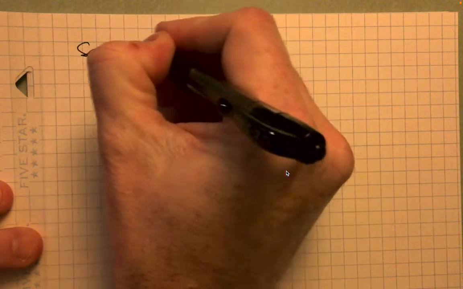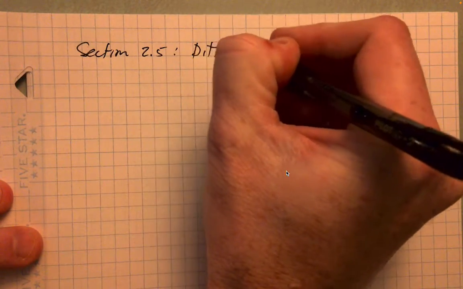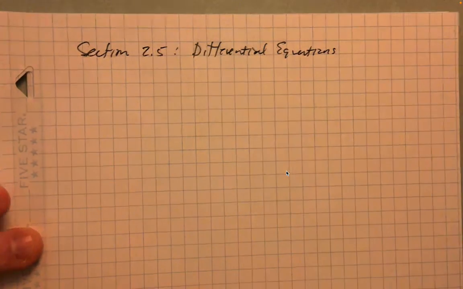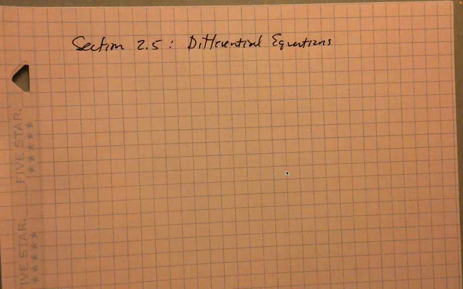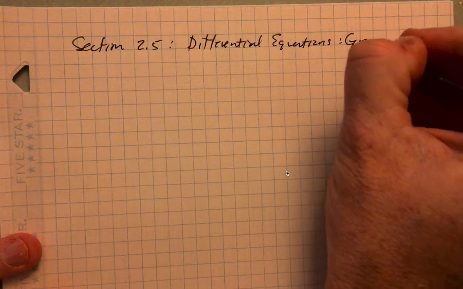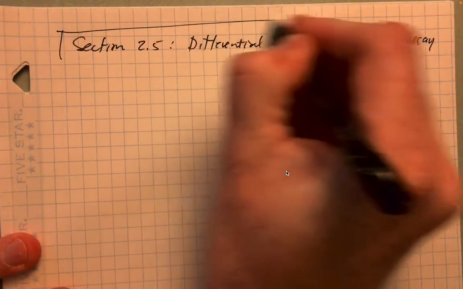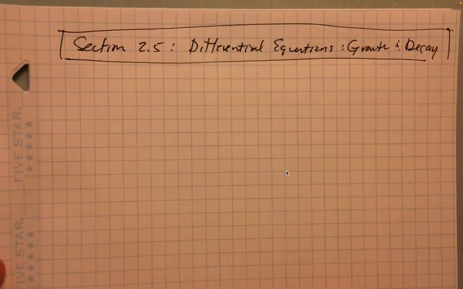So we'll call this section 2.5, and this will be differential equations. And we're going to talk about a very specific family of models that are technically differential equations, and those are going to be growth and decay models. So that is what we're up to here.